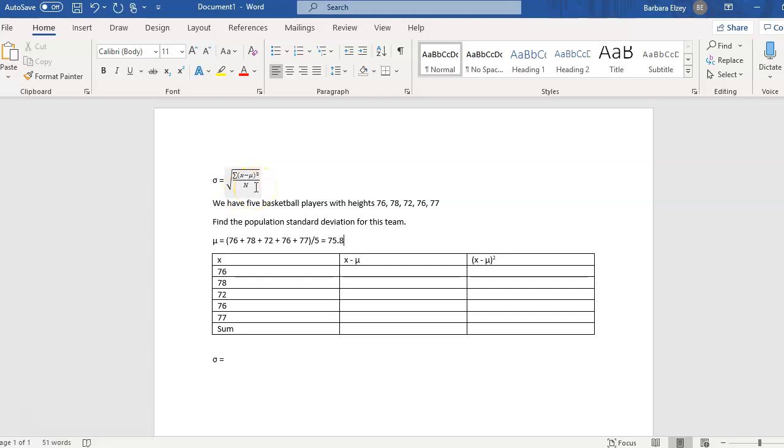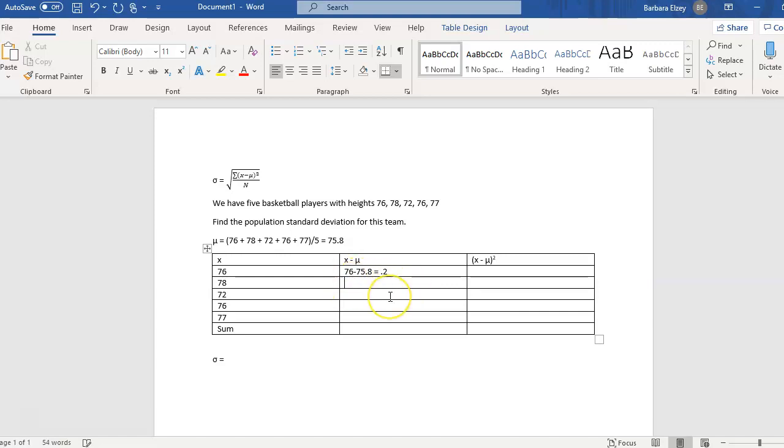Now, to do this, I have made a table, and you've noticed that I put every single height in the table. We'll get the sum after we've done some calculations here. But the first thing that we're going to do is the inside of those parentheses, x minus mu. X is the stuff that's right here. Mu is the mean that we got just a moment ago. So now I'm going to take x minus mu and put it into this column. 76 minus the mean of 75.8. And when I put that in the calculator, I'll get 0.2.